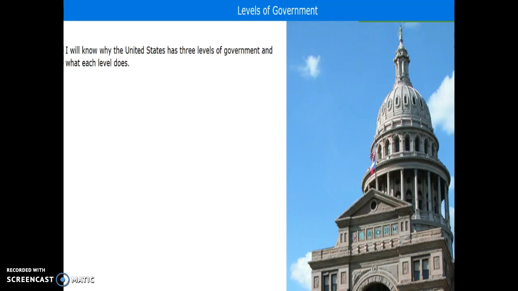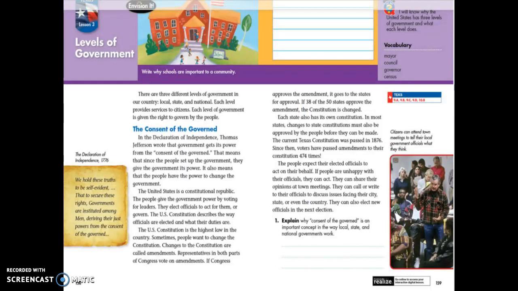This week, we're going to talk more about how there's different levels of government within the United States. Our learning goal this week is to know why the United States has three levels of government. So don't be confused. Last week we talked about the three branches of our national government. This week we're talking about the three levels of government and what each one does. Okay.